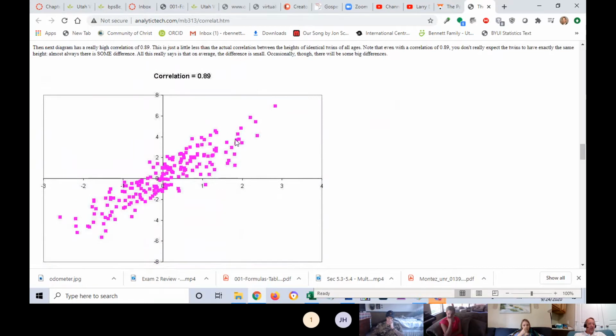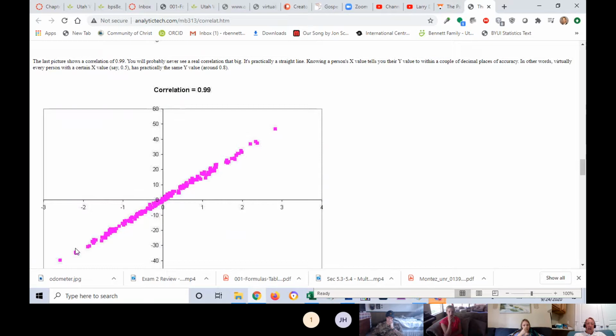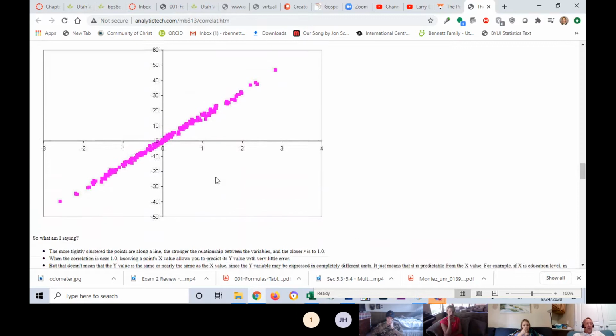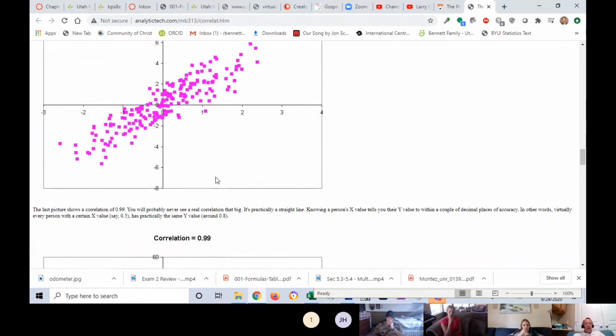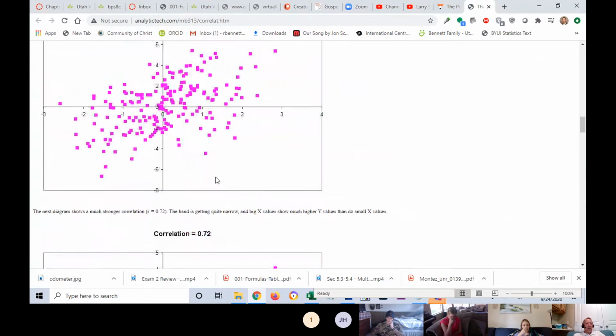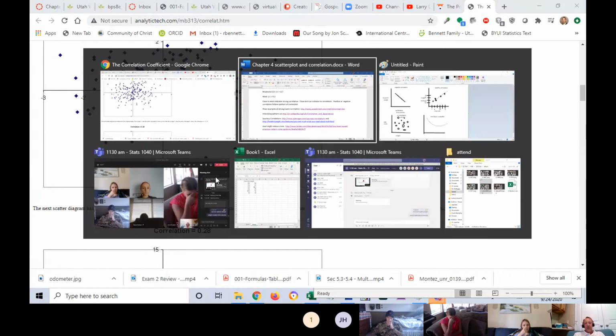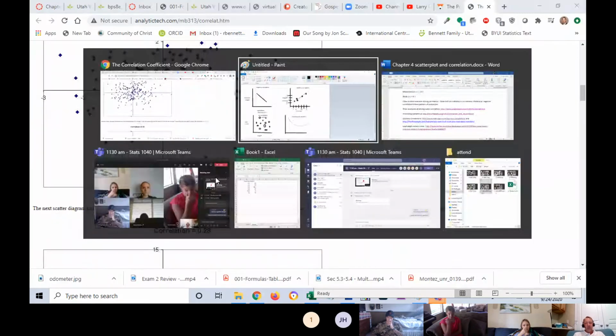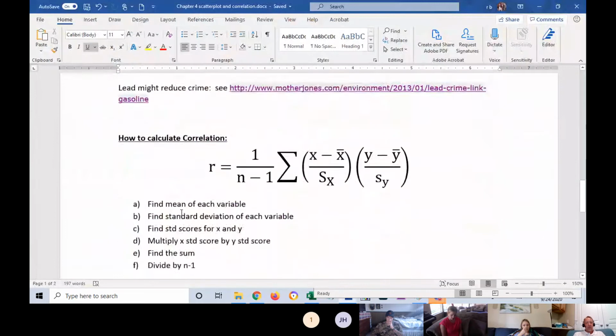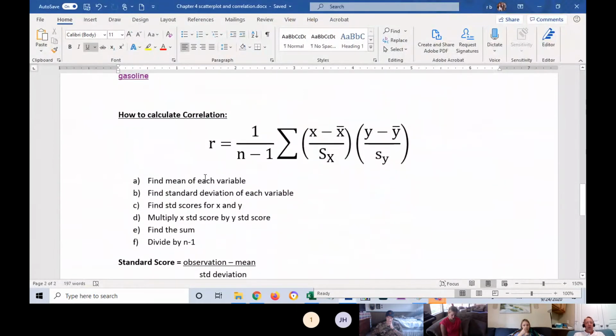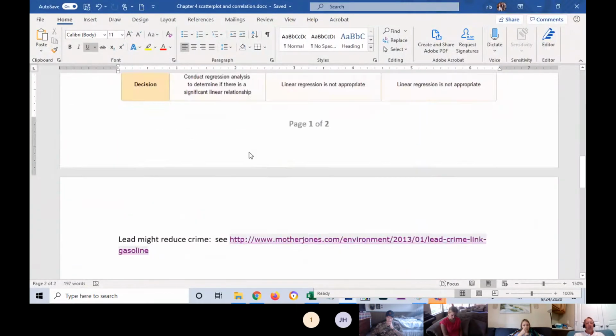0.89, once again, the dots are getting even closer. This is really close. 0.99, you'd almost wonder if your data was faked because these dots are really close together. So that kind of gives you an idea of how the correlation coefficient works. Now, there's an equation that we're going to use, which is down here. And this equation always assumes it's a straight line.